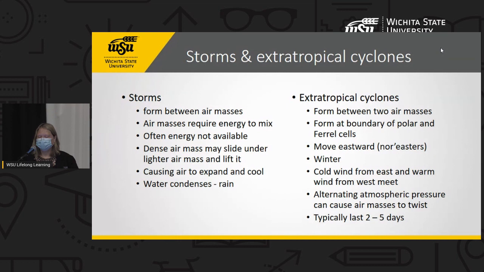These always move eastward in the northern hemisphere, and they occur in the winter. And you've probably heard about nor'easters in New England. So nor'easters are extratropical cyclones. And the cold wind is moving from the east, and then warm wind is coming from the west. And where these two meet, they don't like to mix, and they start to spin because one's trying to go down, and one's trying to go up, and eventually they start spinning. This twisting is the cyclone. And it can typically last anywhere from about 2 to 5 days. And these are not nearly as intense or strong as hurricanes are.